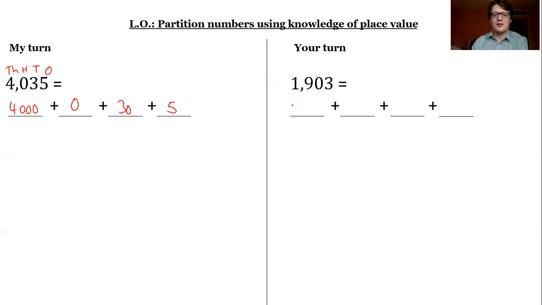So here we go. Did you get it? You've got 1,900. This time there are no tens. So we've got no tens here, and then 3 ones. We could also write that just straight away as 1,903. We don't even need this column here because we've got no tens.